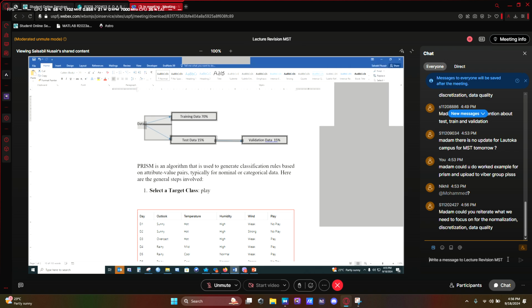Let me reiterate by simply saying that you have to focus on everything in regards to data pre-processing. So revisit your data pre-processing, the theory behind it, all the strategies that you have learned, along with the application aspect of it as well. You will be tested on that category in your MST.